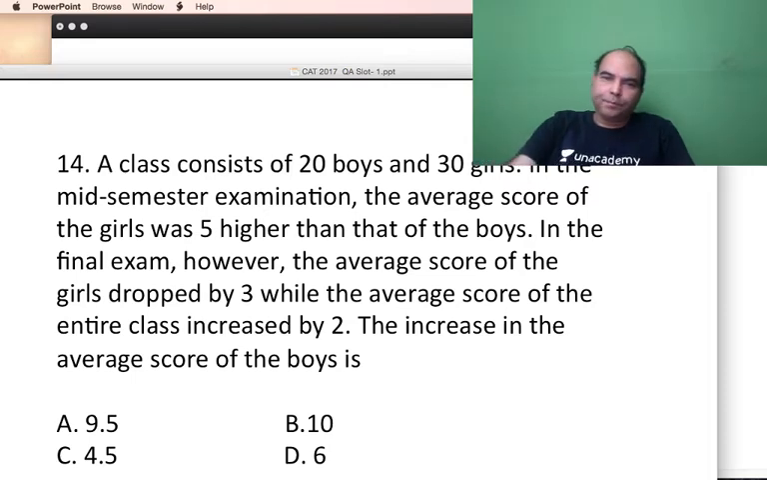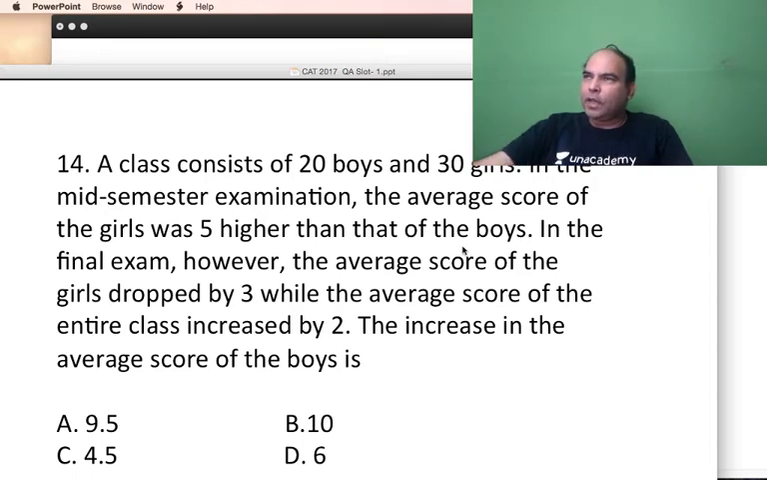Okay, so if you look at this question, what the question is saying is a class consists of 20 boys and 30 girls. In the mid-semester exam, the average score of the girls was 5 higher than that of the boys. This is the starting point in the question.